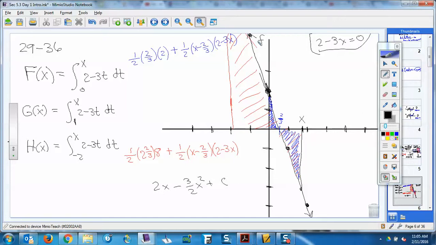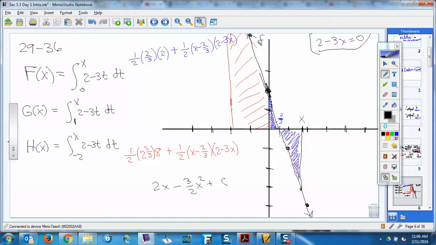Big F is increasing where little f is positive. Right? Why? Because big F and big G and big H are the antiderivative, right? The one main thing you got to know here, big F, big G, big H are all the antiderivative of this. That means this is the derivative of those. So big F is increasing whenever little f is positive. -infinity to 2/3.